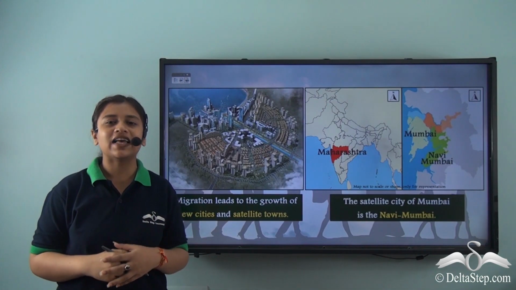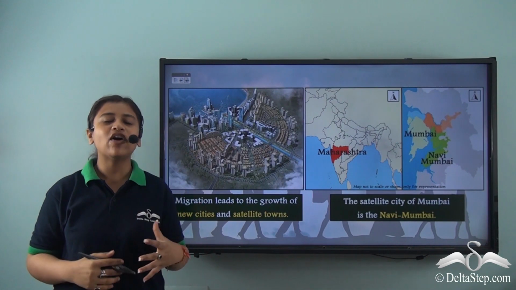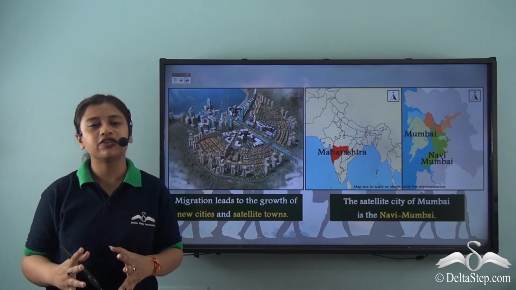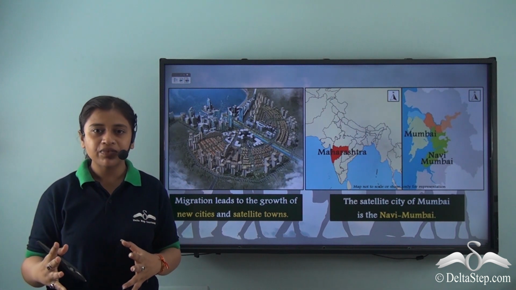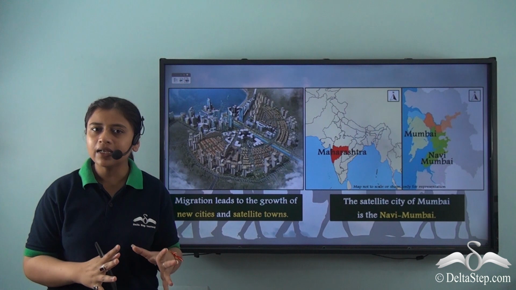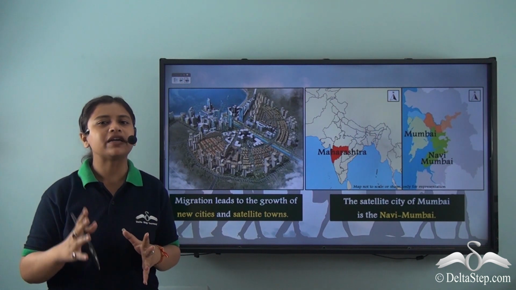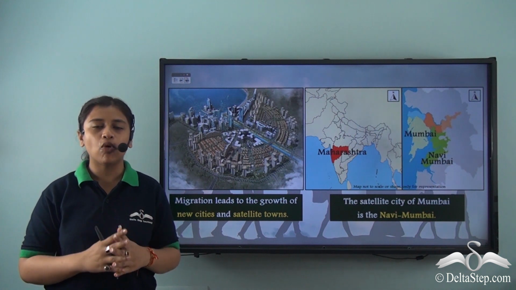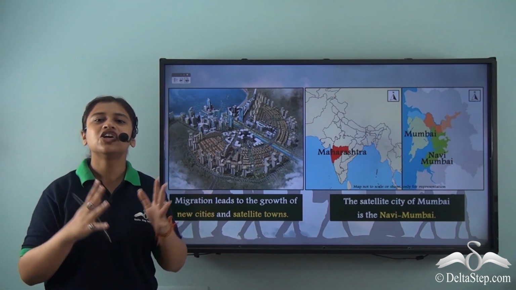In our last few lessons, we learnt about the meaning of migration. Well, migration is the movement of people from one place to another in order to settle in the new location, either permanently or for a temporary period of time. So from this we understand that migration can be both long-term as well as short-term.